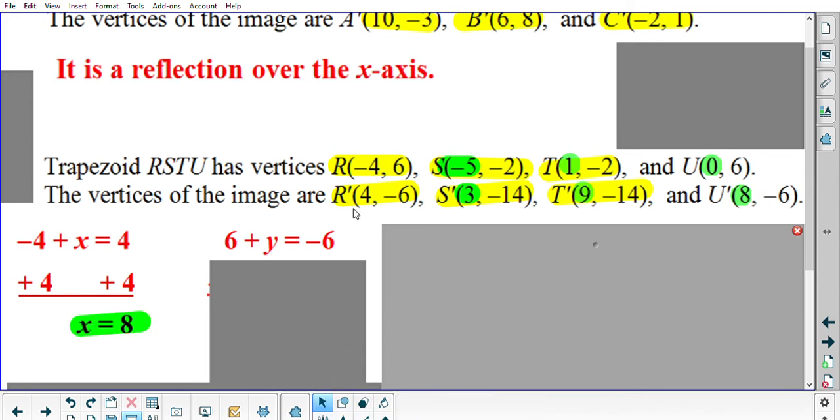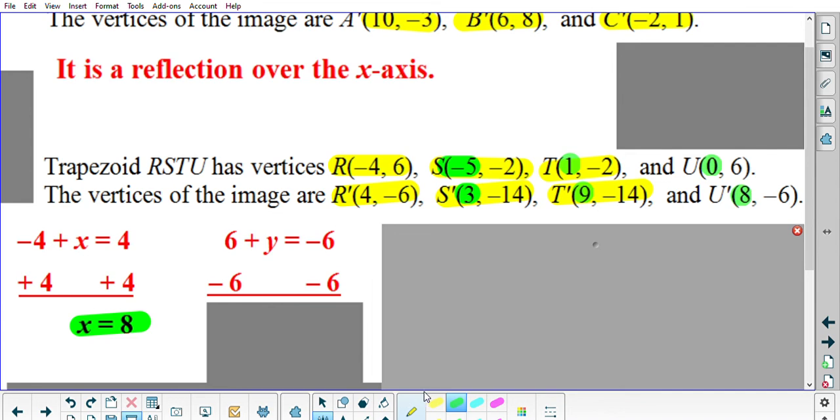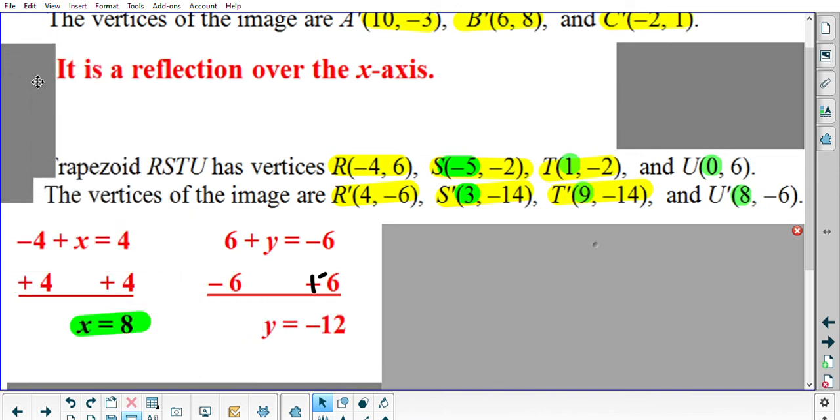What about the y's? I know that the +6 for the R becomes -6 for the R prime's y value. So 6 plus something gives me -6. I can subtract by 6 on both sides. Subtraction is the same as adding the opposite. Perhaps you actually did that here with your pencil. Add the opposite, and that's going to give me that y is going to equal -12.